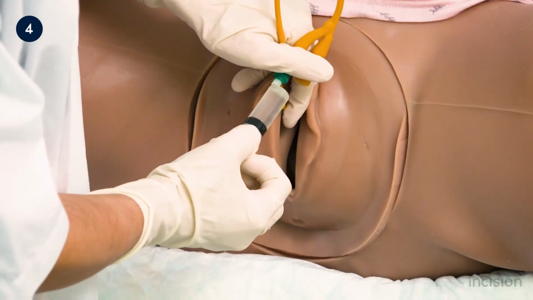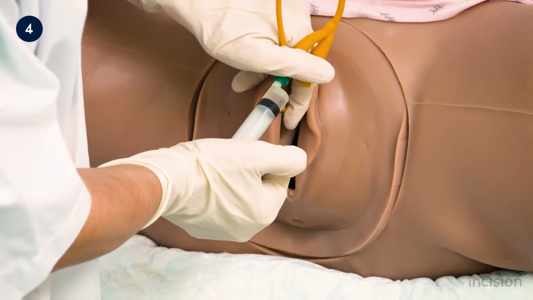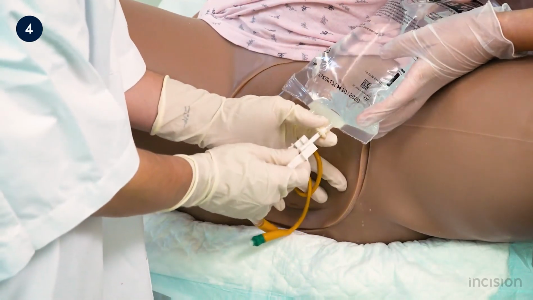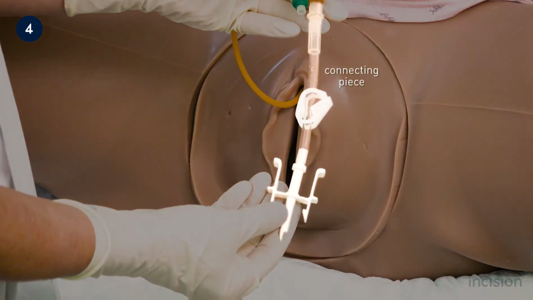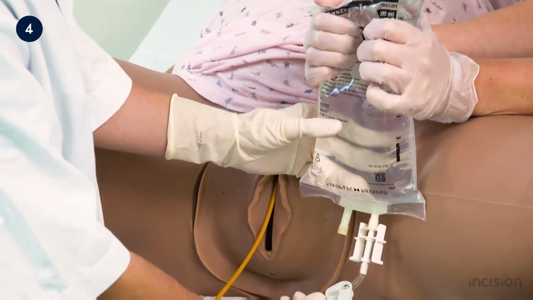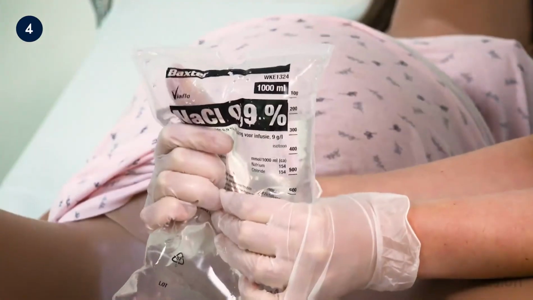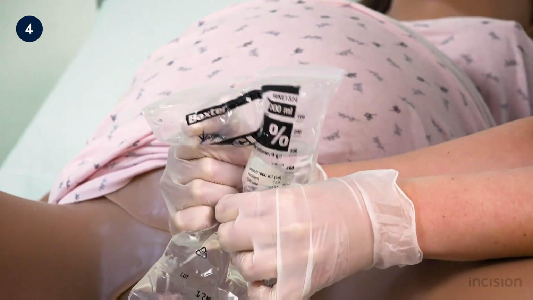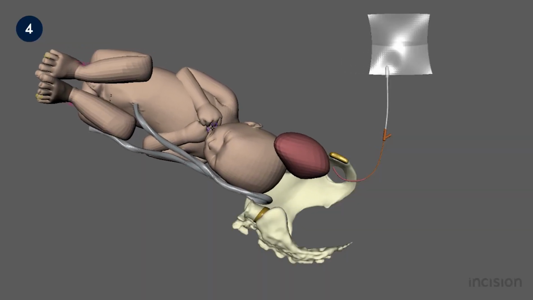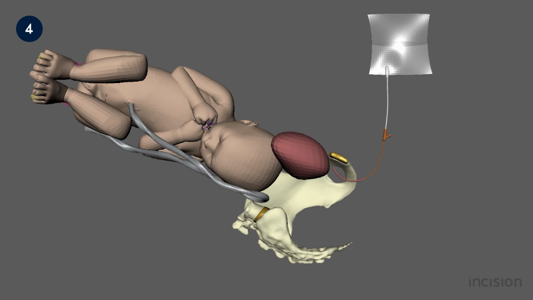Once the balloon of the catheter has been filled with 10 milliliters of saline solution using a syringe, the catheter is connected to a bag of saline using a connecting piece. The bladder can now be filled with 500 to 750 milliliters of saline solution by squeezing the bag of saline. The filled bladder will result in the cranial displacement of the fetal head, releasing the pressure on the umbilical cord.